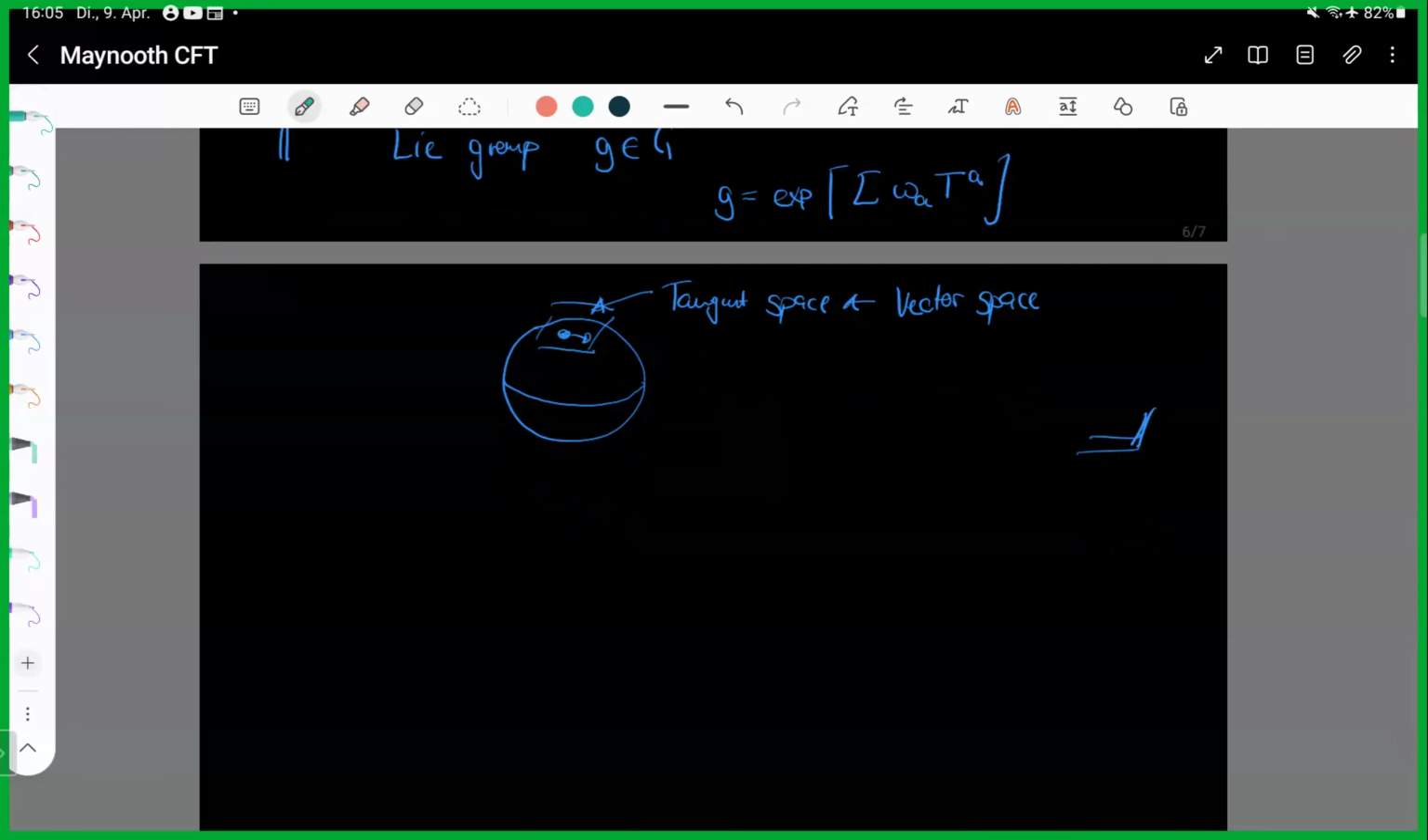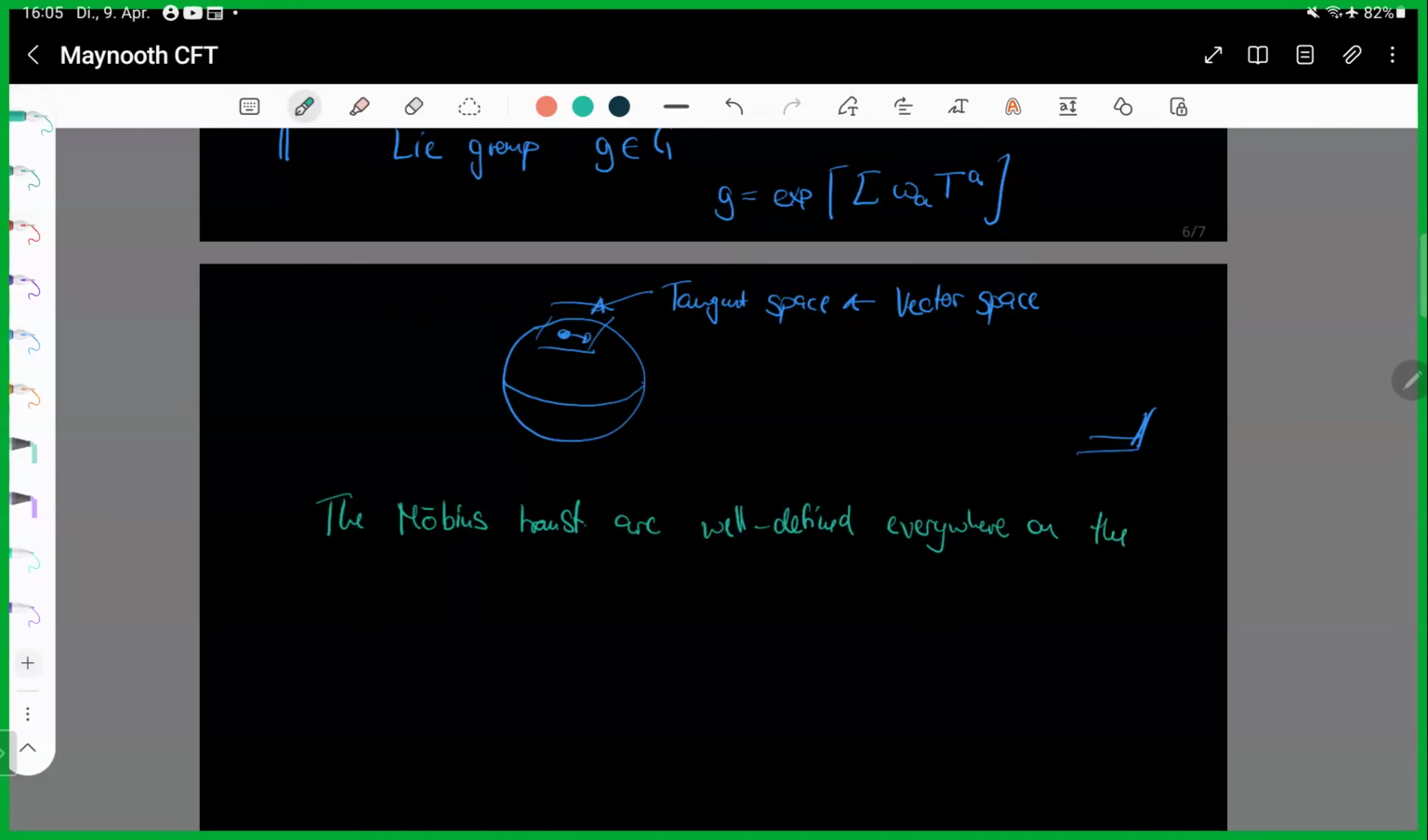And so it turns out that the Möbius transformations are well defined, meaning they don't blow up. Well, actually, they are well defined everywhere on the Riemann sphere. And the Riemann sphere is what I said before. So this is S2, which is to be understood as the complex plane, not U, unified with the point at infinity.